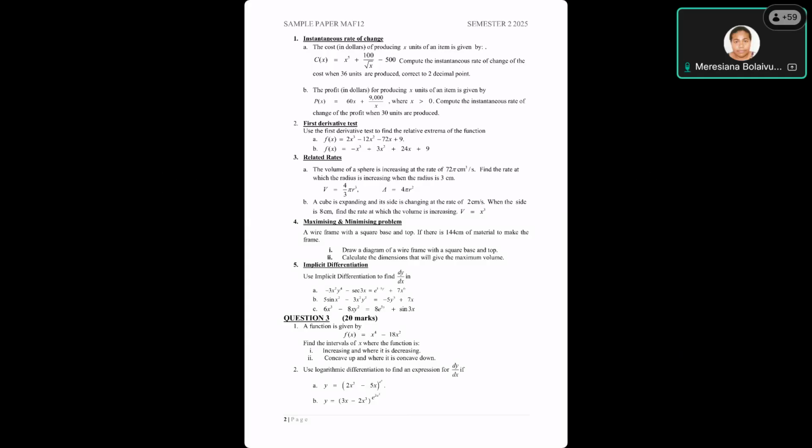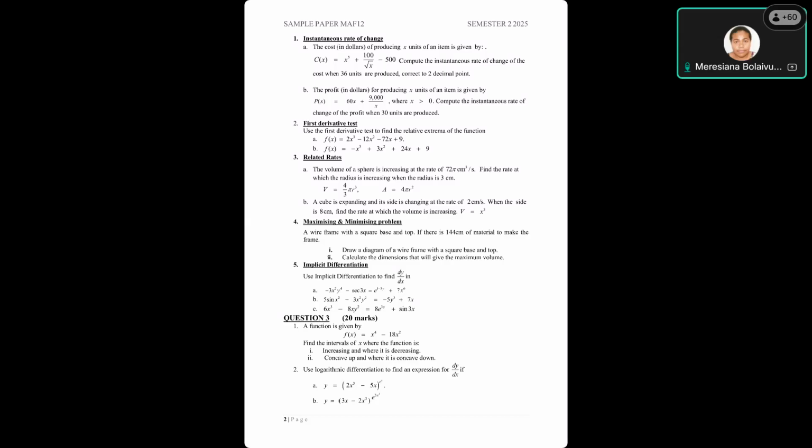So question number 3 involves maximizing and minimizing problems. You are given a function, and what you need to do is find the interval where the function is increasing and decreasing, and also the interval where the function is concave upward or downward. The first thing you need to do is differentiate the equation.